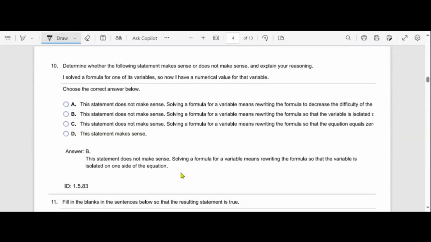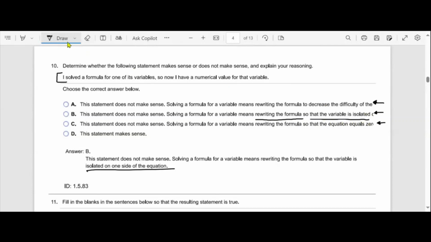First of all, the statement does not make any sense. So we have three multiple choices, and we want to choose the correct one. We have A, B, and C, all about the formula. But remember, this one is cut here; there is something missing. It says: I solved a formula for one of its variables, so now I have a numerical value for that variable. So what should I do? Solving a formula for a variable means rewriting the formula so the variable is isolated.